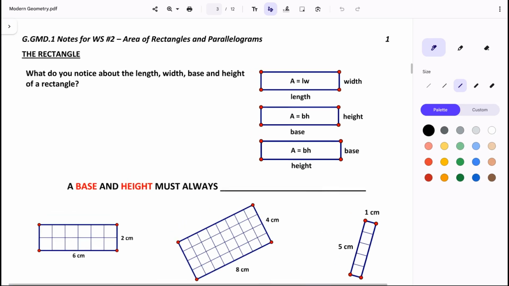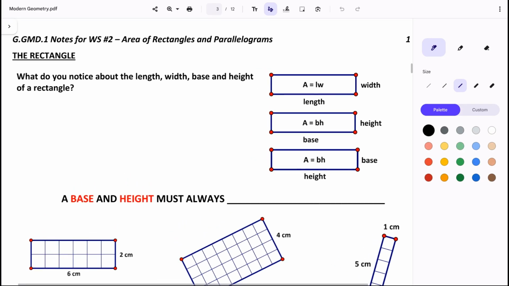First of all, if I just take a look at this picture here, I've got 3 rectangles. They all look like they're the same to me, but they're all labeled a little differently. Go ahead and just take a minute and look at the labels and the way that they have those rectangles situated up there. And what do you notice about the length, the height, the base? Anyone notice anything as they look at those 3 shapes there?